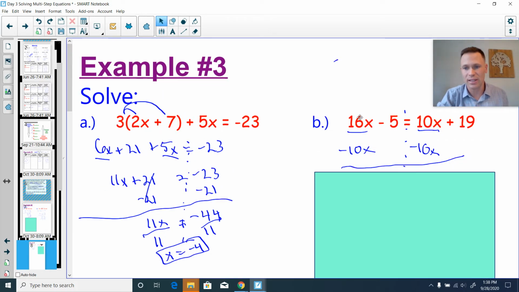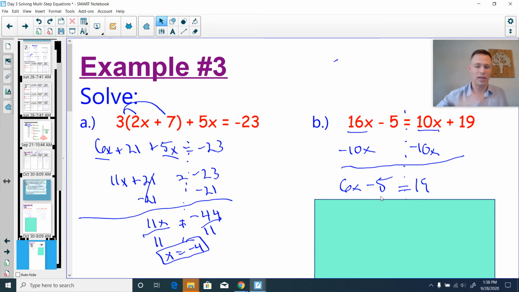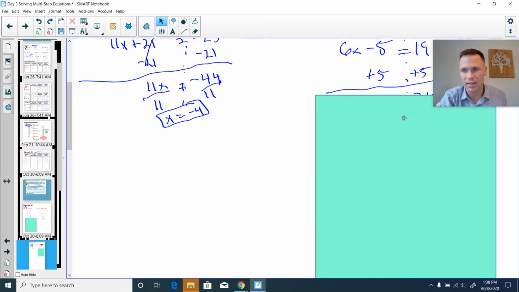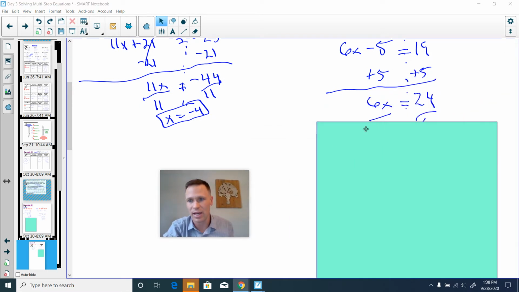When I do that, 16x minus 10x gives me 6x minus 5, and now I have a two-step equation, just like we have talked about in the past. So what's happening to x? I'm multiplying by 6 and subtracting 5. The last thing I said was subtract 5, so that is the first thing I undo, so I add 5 to both sides. After I'm done adding 5 to both sides, I get 6x is equal to 24.